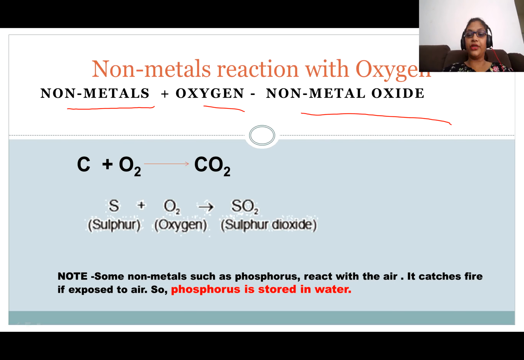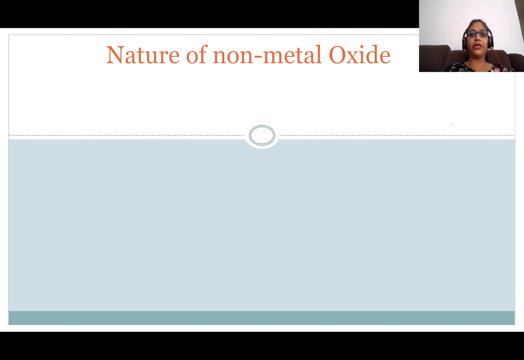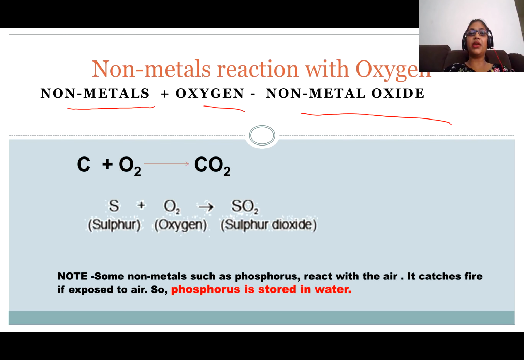Phosphorus is highly reactive with oxygen. When it is exposed to air, it catches fire immediately, so it is always stored in water. Why it is stored in water, I'll explain in the next property, because it doesn't react with water. Like the different reactivity of metals, it depends upon the spontaneity of the reaction, and some non-metals react slowly. The same is the case with metals also. Metals react differently with oxygen, depending upon their reactivity, and for reactivity you can refer to the reactivity series.